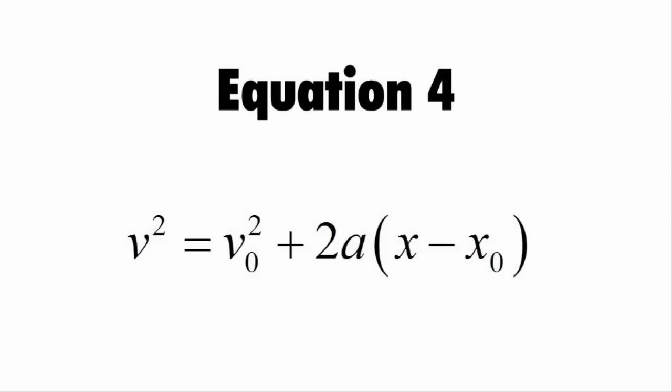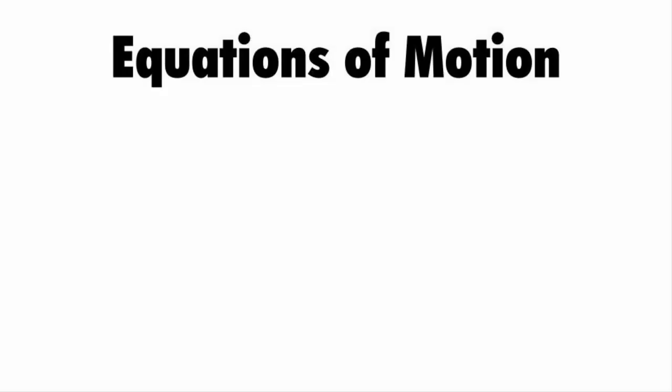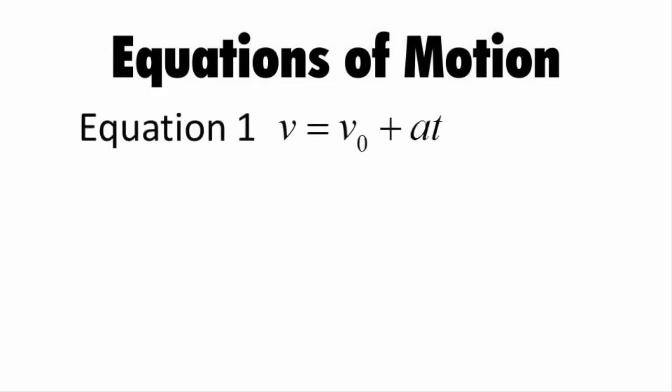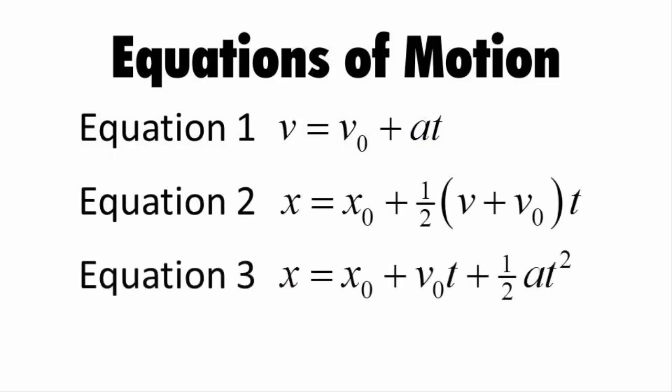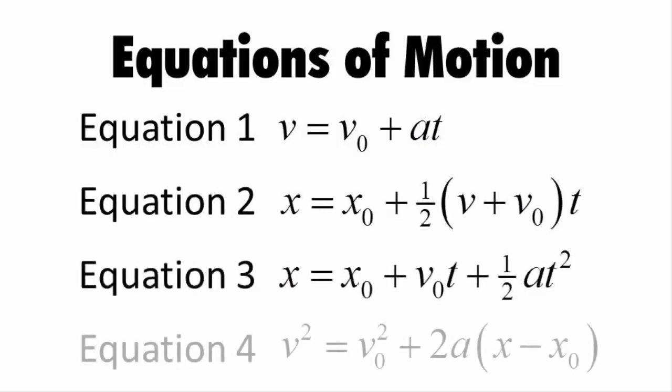Our final equation of motion defines the final velocity being a function of the initial velocity, acceleration, and displacement. This equation is useful when the time of the motion is not known. To recap our equations of motion, we used the definitions of velocity and acceleration to derive 4 kinematic equations that can describe the motion in a straight line.